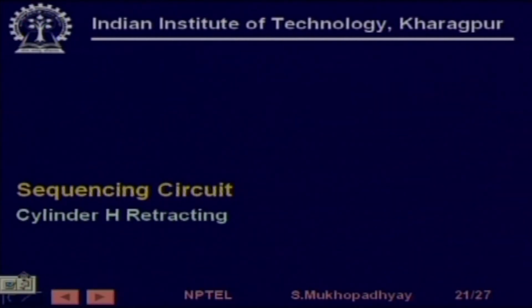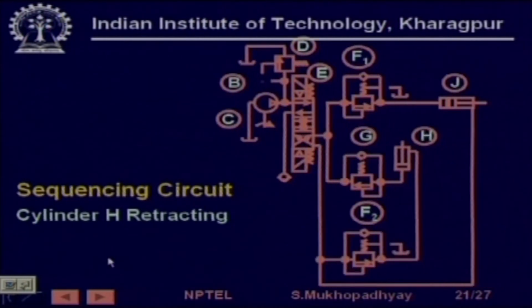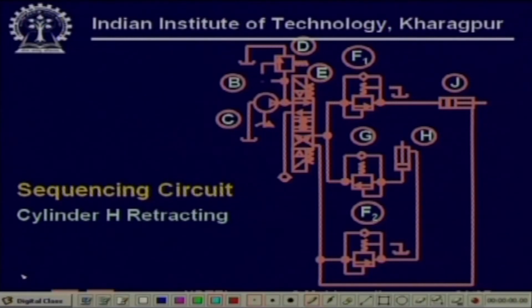Last point. Now cylinder J has retracted fully. So now this pressure cannot flow, and the pressure here builds up. So the pressure here also builds up, and this now pushes the cylinder down.